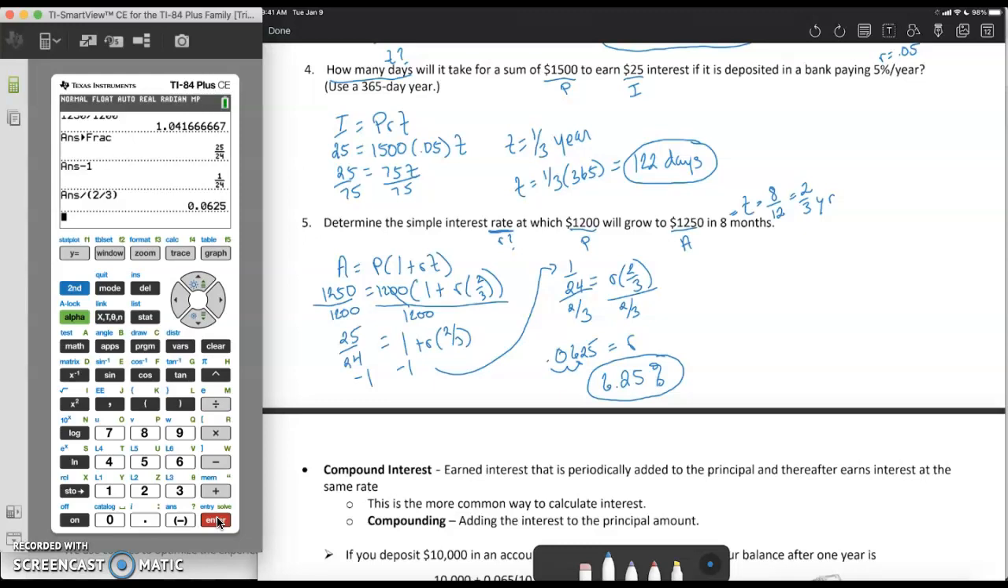So we solved all of the simple interest problems in every way imaginable. We solved for A, we solved for I, we solved for P, we solved for R, and we solved for T. So you should be able to do any of those that they throw at you.